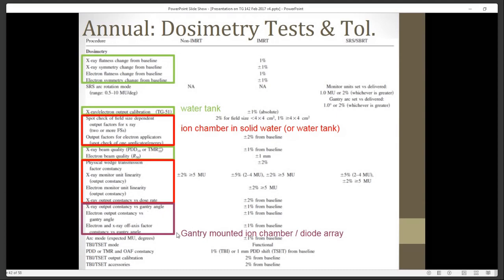X-ray output constancy versus gantry angle, electron output constancy versus gantry angle, and then the off-axis factor constancy versus gantry angle. The first two here could potentially be done with something like an ion chamber at the isocenter, or doing all three of these together could be done with something that either mounts to the ion chamber or mounts to the gantry, so that you're always measuring relative to the gantry. I've seen this done by just putting one of these devices on end so that it's up, and when you have the beam at 90 or something. And then some of these other tests, like the arc mode and the SRS rotation mode, might not require any extra equipment, just using the outputs given by the machine.